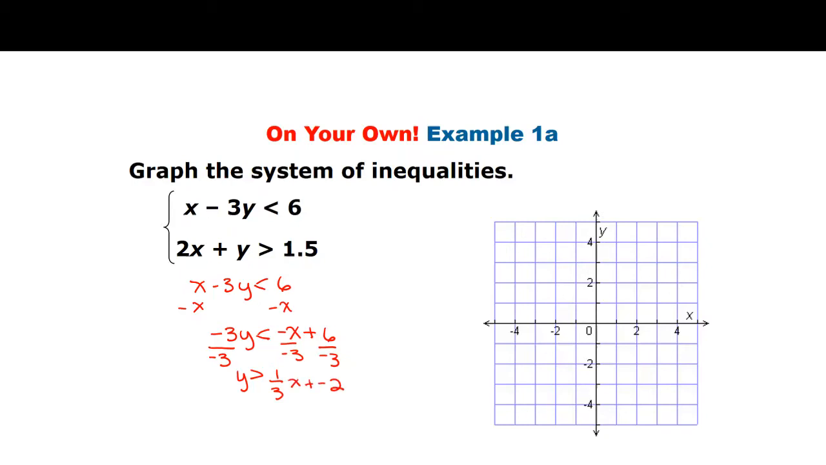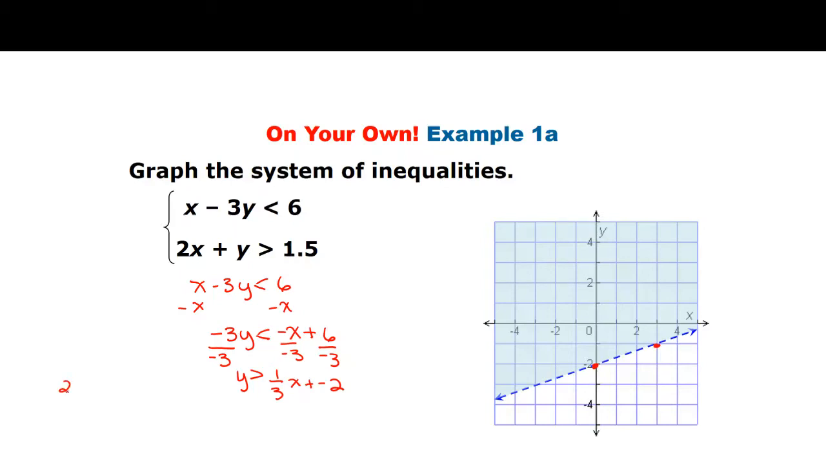All right, so let's go ahead and figure out where that would be. When x is 0, y is negative 2, so there's our y-intercept. We're going to rise 1, run 3. And this is going to be a dashed line because it's not equal to, and there it goes. And this says that y is greater than, so there it is, y is greater than. All right, let's solve our next one.